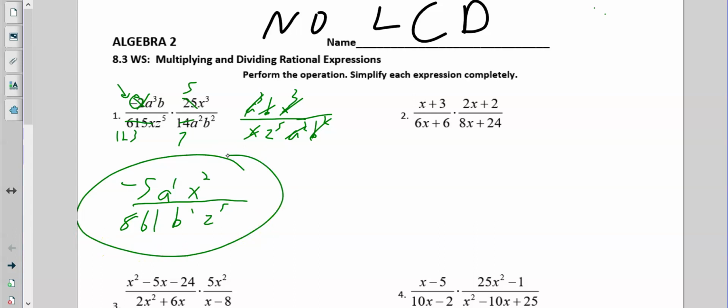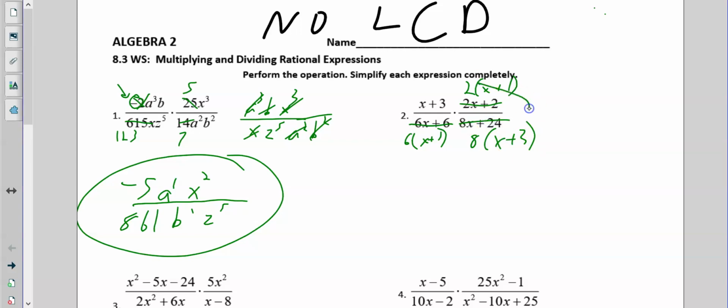All right, over here, I'm going to factor as much as I can here. So this, I'm going to take a 2 out. X plus 3 is done. I'm going to take a 6 out. Looky there, X plus 1. And I'm going to take an 8 out. Looky there, X plus 3. And here's where the fun begins.